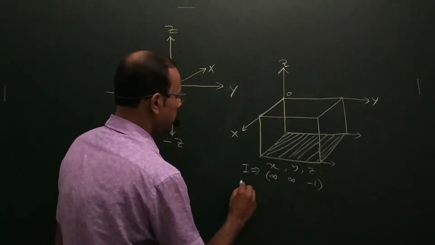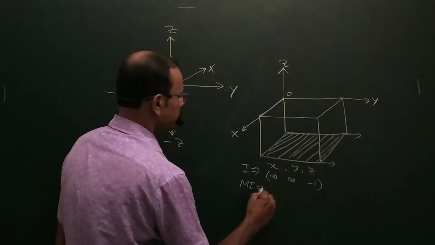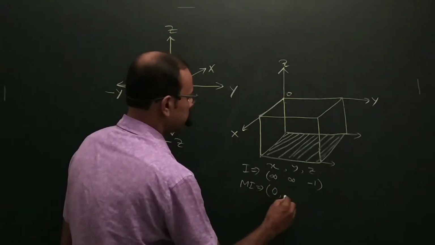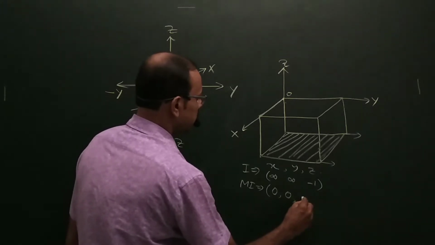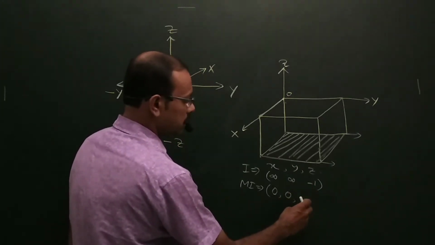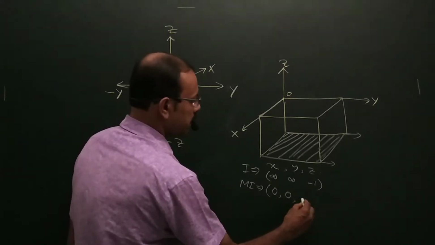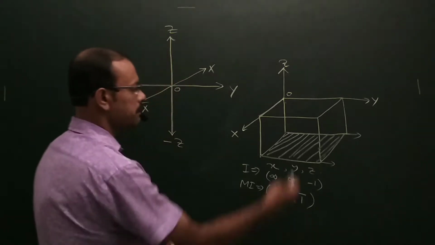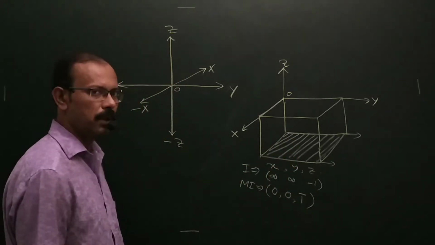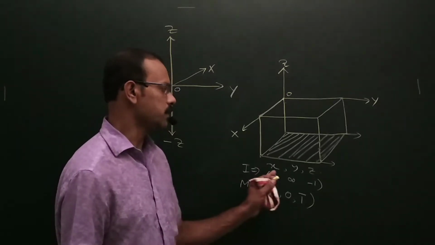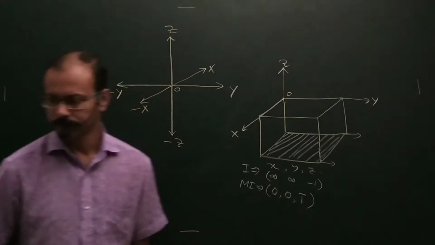Therefore, the Miller indices will be the reciprocal, that is 0, 0 and -1/1, that is -1, and Miller indices cannot be written with a negative sign, therefore it will be 1 bar. So 0, 0, 1 bar. The Miller indices of this plane are 0, 0, 1 bar along x, y and z direction.